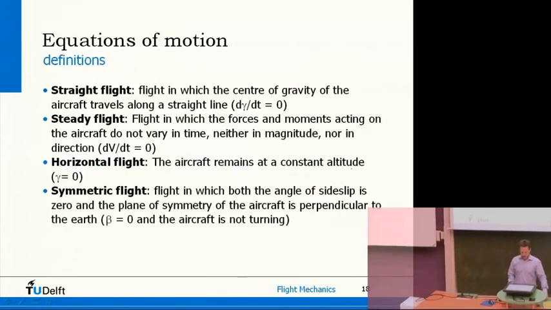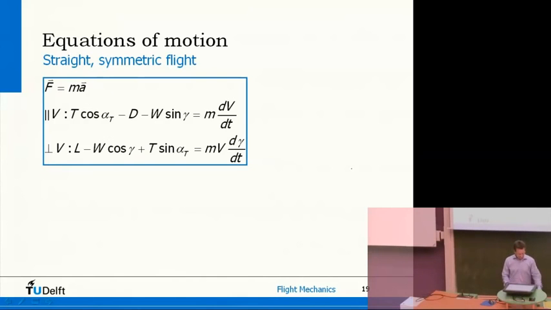And just to refresh your memory, I've written down the definitions of these things. So straight line, steady means constant speed, horizontal you stay in one plane, and symmetric, no turns. So what I just said, since we're in straight flight, you have d gamma dt is 0.